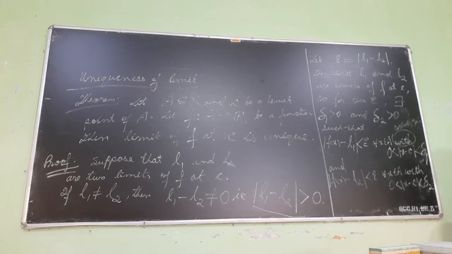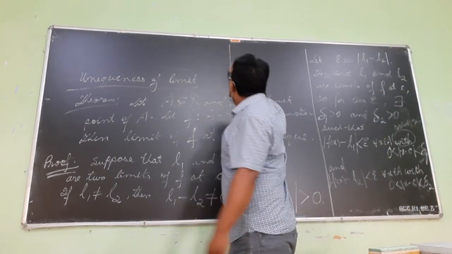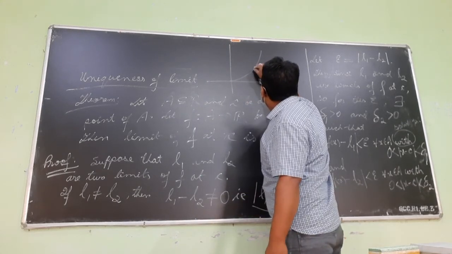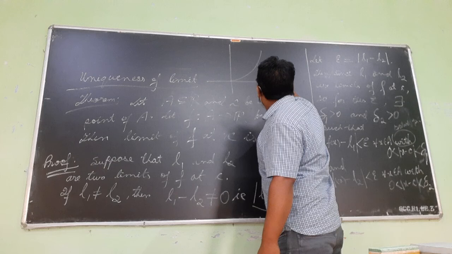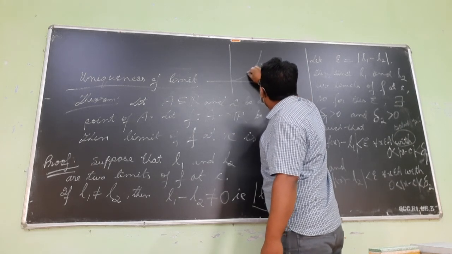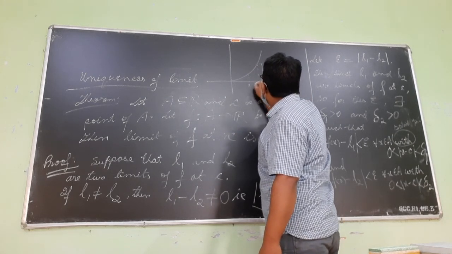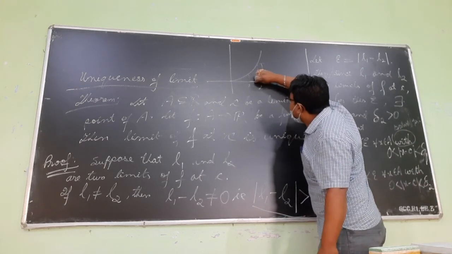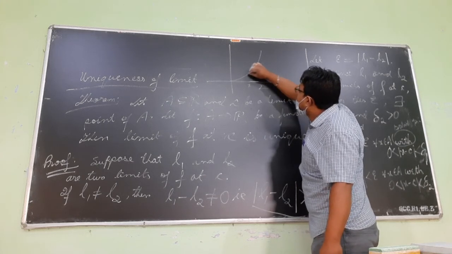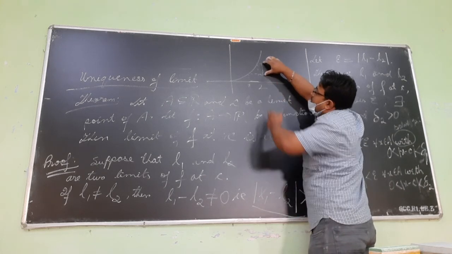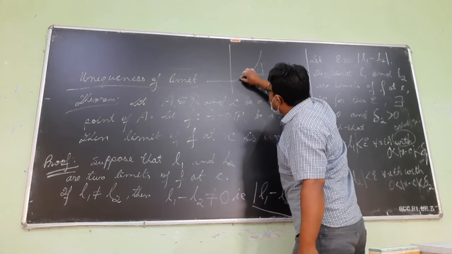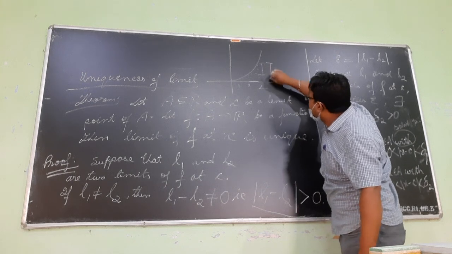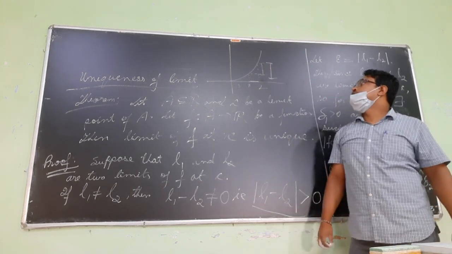In the diagram also we have seen this. Suppose I want to make this difference smaller than this. Which values of x will satisfy this? Only these values of x will satisfy, because for these values only the difference is less than this. If I take x here, this x will not satisfy, because for this x the difference is larger.